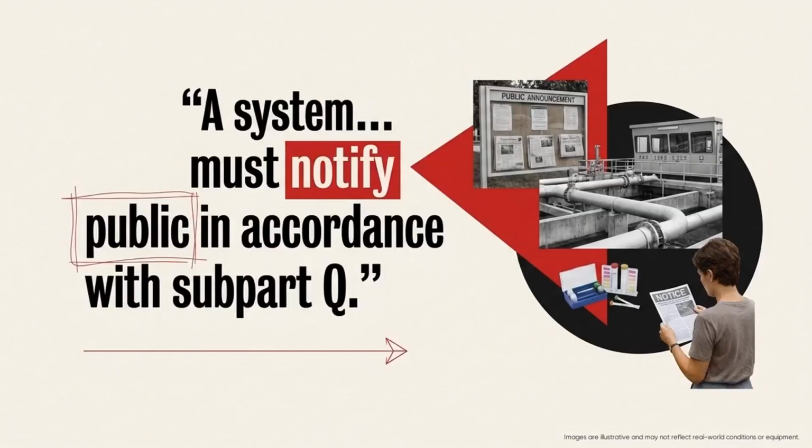Ultimately, the whole philosophy behind this framework is total transparency. The law strictly forbids hiding a failure. If a system breaches a safety limit, they are mandated to immediately broadcast that failure to the community. They have to outline exactly what went wrong, what the health risks are, and exactly what they're doing to fix it. It's the ultimate accountability measure.